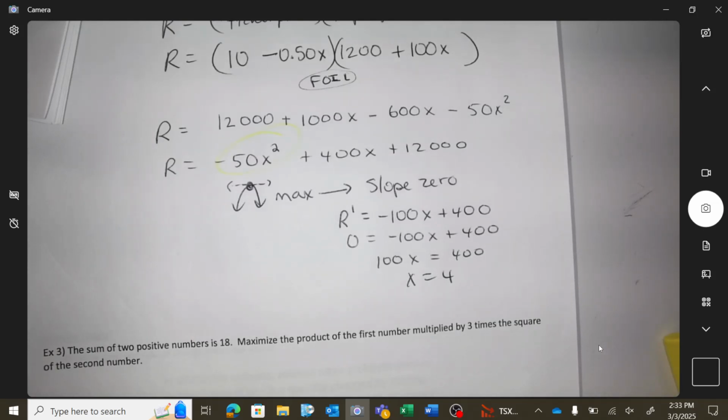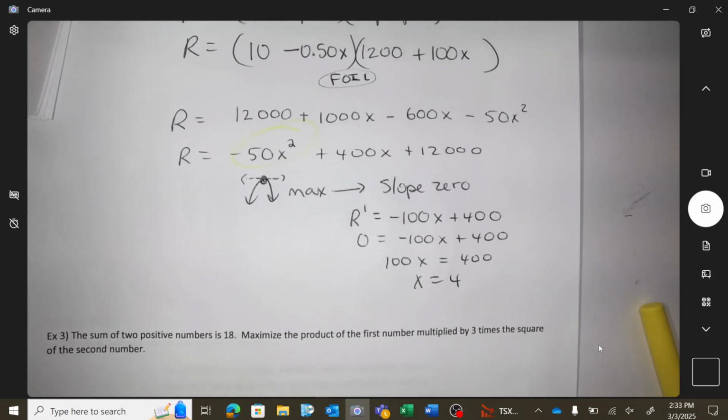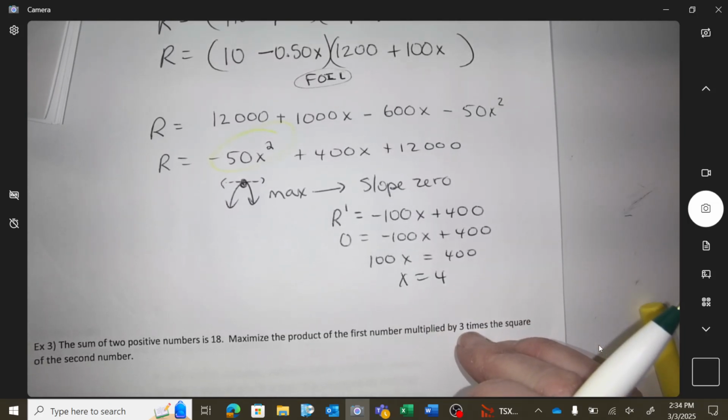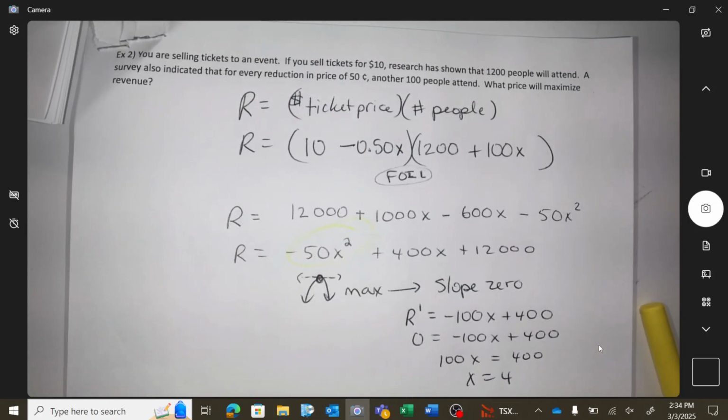Okay, so I derived, set my derivative to 0. Therefore, I'm going to find that tangent line at an x value of 4. Does that look okay to you? Now, that's not my answer because my question was what price would maximize the revenue. Okay, you're not going to sell your tickets for $4. That's not the answer. What are you going to do?